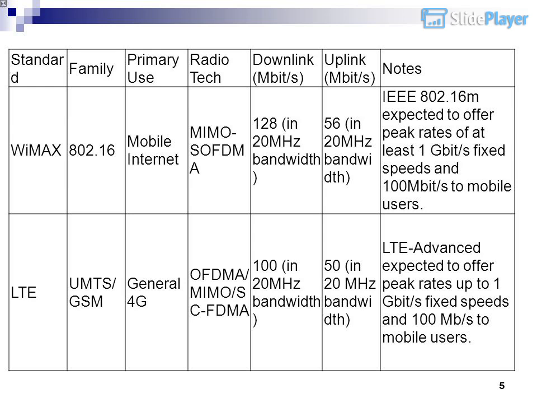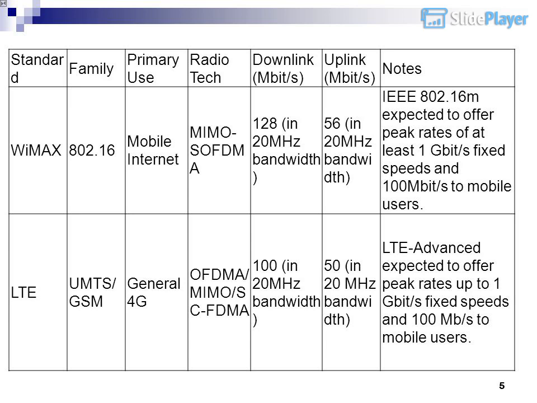WiMAX, 802.16, mobile internet, MIMO-SOFDMA: 128 in 20 MHz bandwidth, 56 in 20 MHz bandwidth. IEEE 802.16m is expected to offer peak rates of at least 1 gigabit per second for fixed speeds and 100 megabits per second to mobile users.